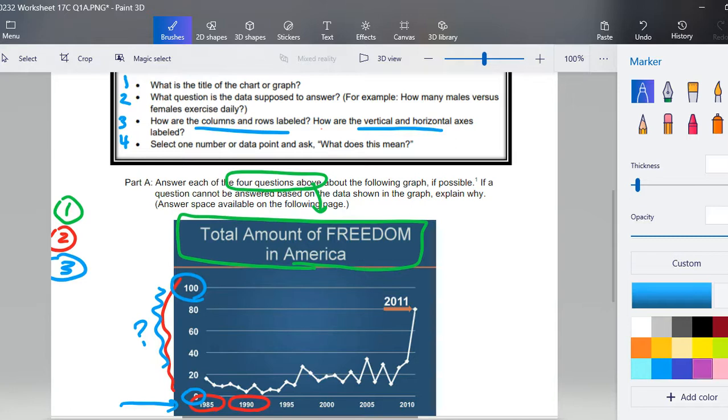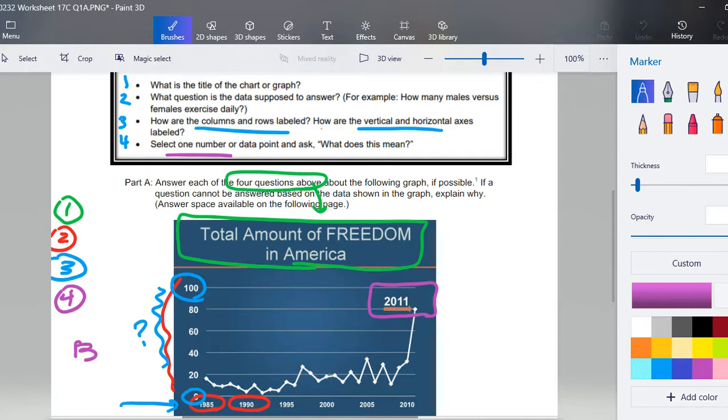And then moving on to question 4. Select one number or data point and ask, what does this point mean? Well, this one is already highlighted. And so the 2011 data point, what is it? Well, I don't think we can be really clear on what it means. There are no units or labels for the vertical axis, so we're not sure what it means. We can kind of see what they're pushing us to.